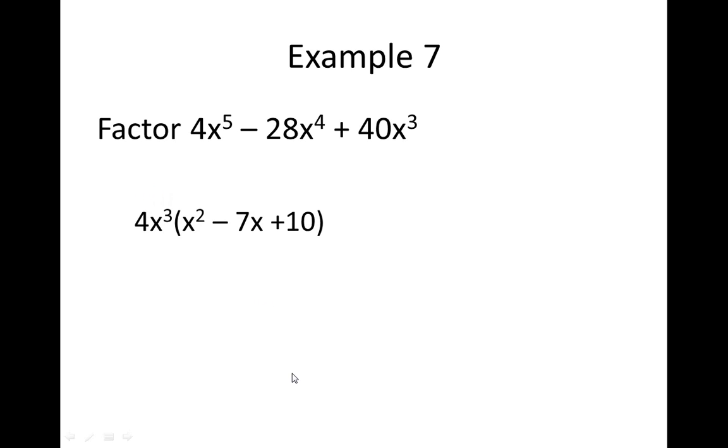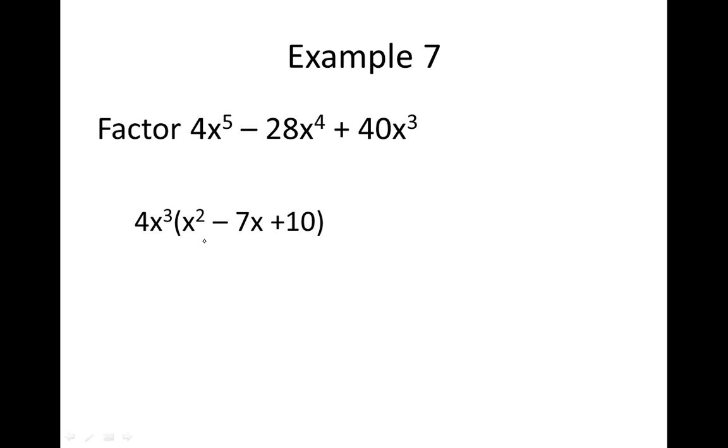And we actually pull out a 4x cubed, right? Because we have an x cubed that's certainly common in all 3 terms. And we're left with x squared minus 7x plus 10. Make sure you see that before you move on. Pause the video and redo this one, rethink about it, or email me if you have questions on that.